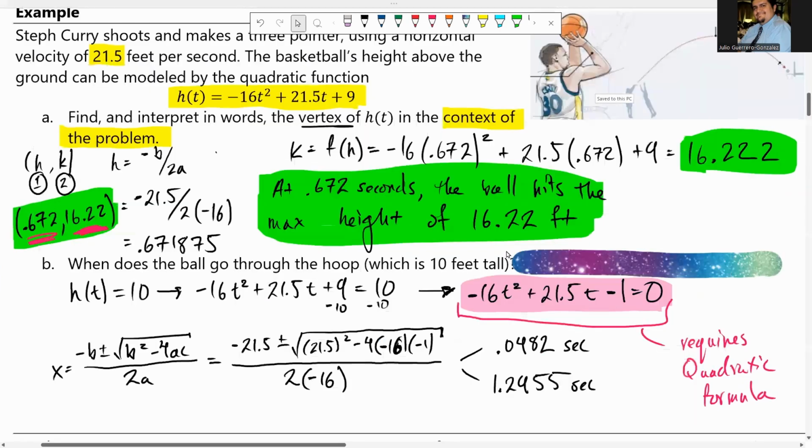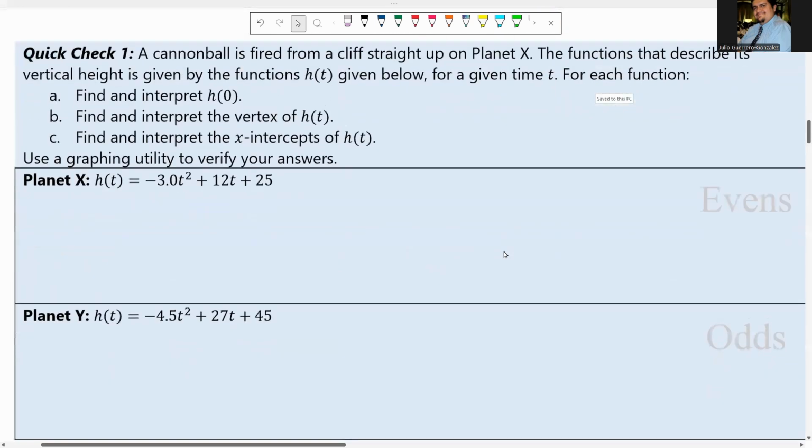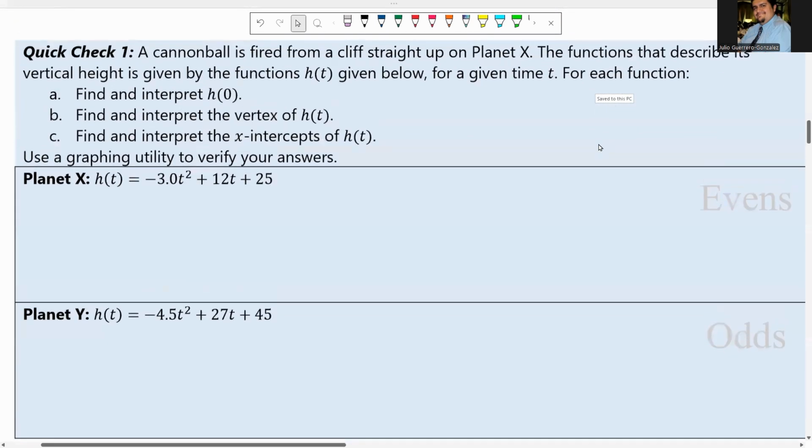I've got some quick checks for you guys to try out. This one deals with cannonballs fired off of a cliff on different planets, right? Half of you are going to do planet X, half of you are going to do planet Y. And you guys are going to see what I mean by mapping this out. A lot of the stuff in physics, at least first semester physics, can be mapped out using quadratic equations. So we'll take some time with this one.